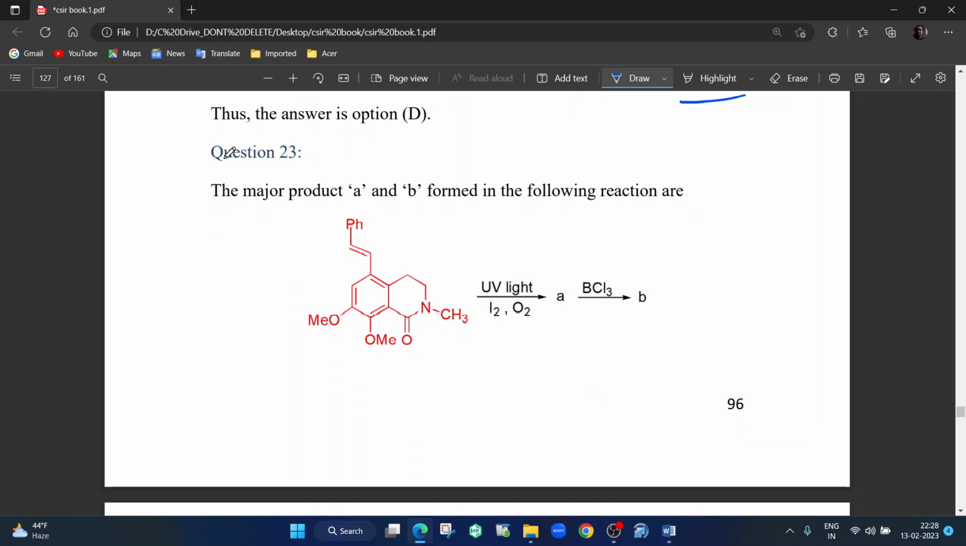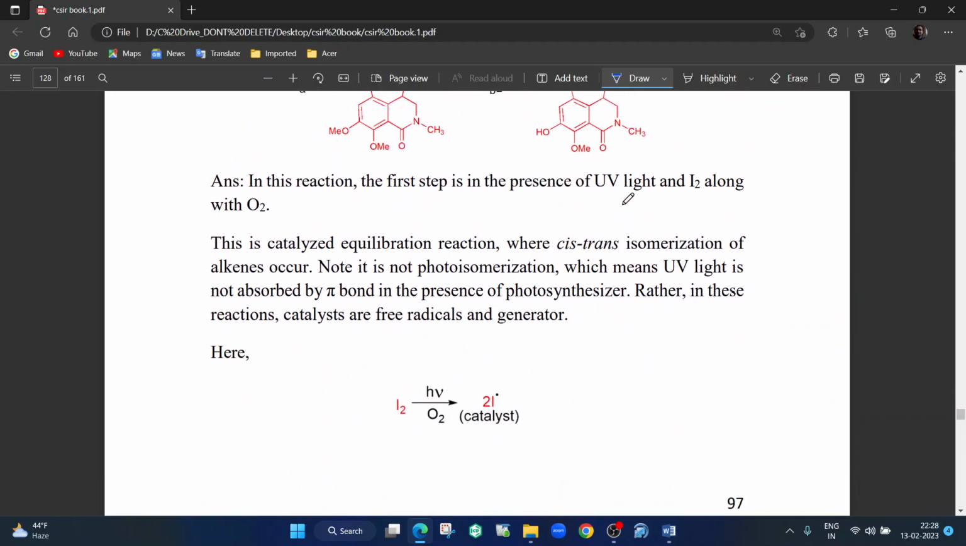Next question. The major product A and B formed in the following reaction are. So, first reaction in the first step, you are adding UV light in presence of I2 and oxygen. So, when you see alkene and you see UV, you generally think it will be photoisomerization, but it is not photoisomerization, it is basically you are adding iodine and oxygen. So, it is basically a catalyzed equilibration reaction.